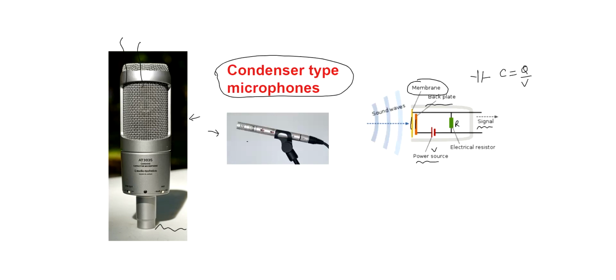So the sound waves, which are audio frequency signals in the range of 20 hertz to 20 kilohertz, when such waveforms come, they strike the membrane of this condenser type microphone that changes the distance between the two plates of the capacitor. So essentially you have instantaneous variations in the capacitance of the plates.